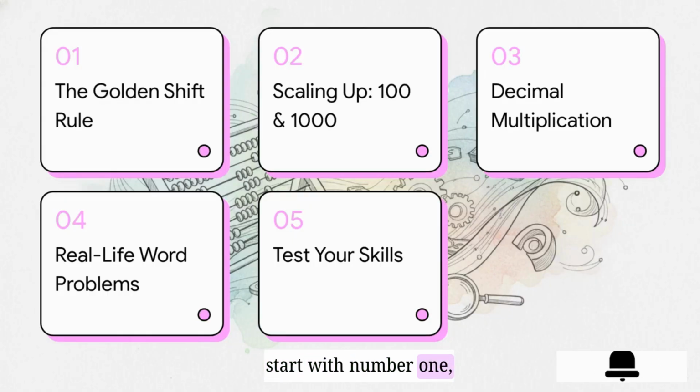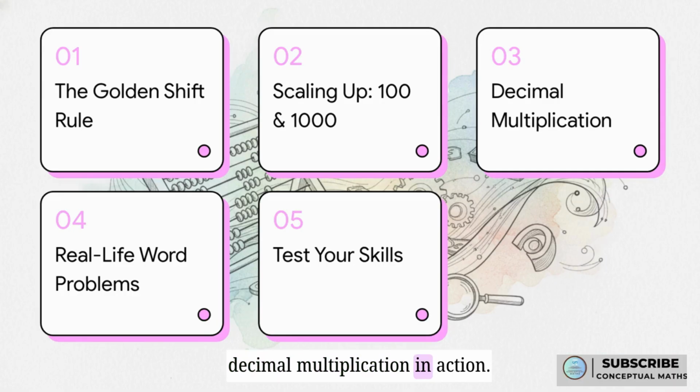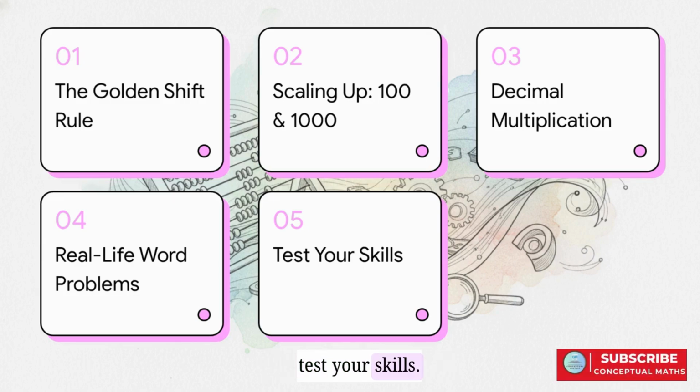We'll start with number 1, the golden shift rule. 2, scaling up with 100 and 1000. 3, decimal multiplication in action. 4, real-life word problems. And finally 5, test your skills.